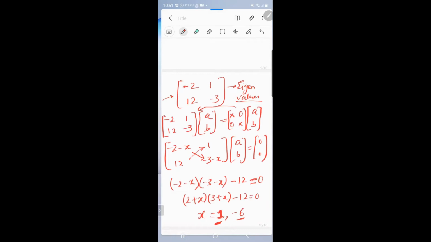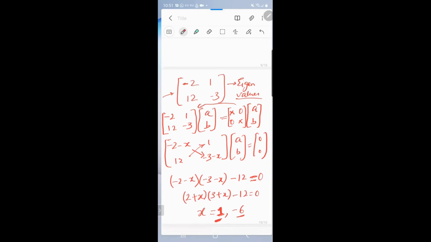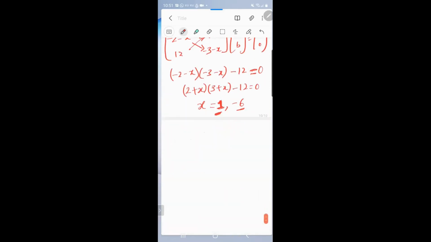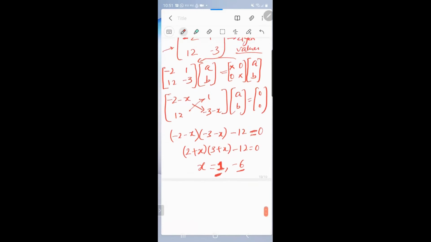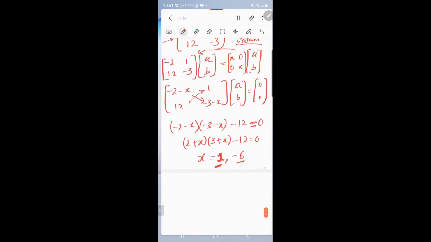whose directions or positions haven't really changed, but lengths have changed a little bit. What are the vectors? We'll have to find out what those vectors are right now. So let's substitute each value. The first one is 1, right?